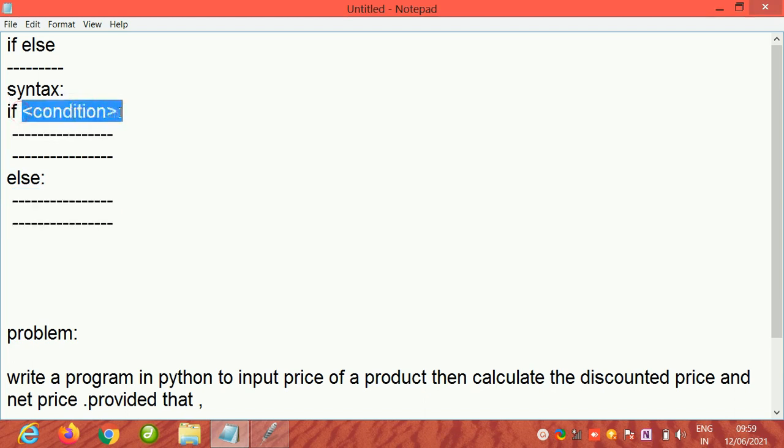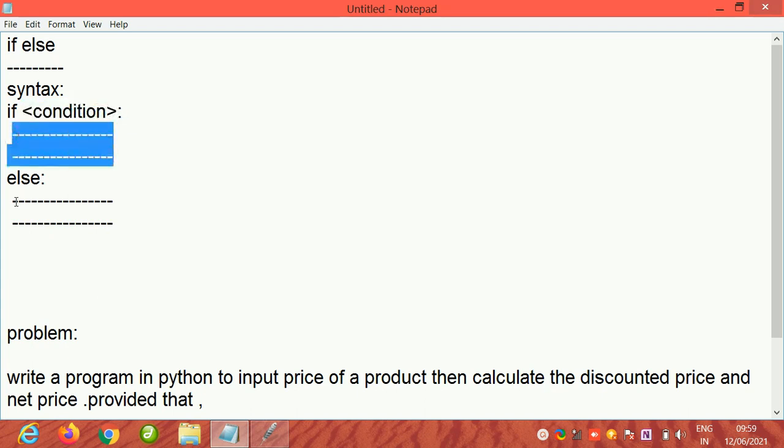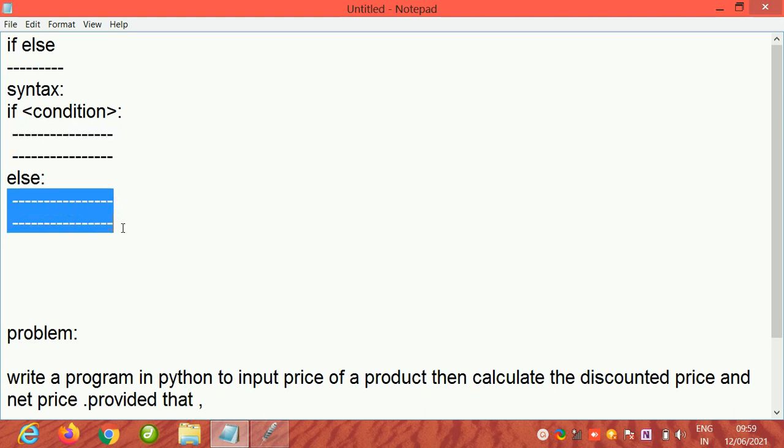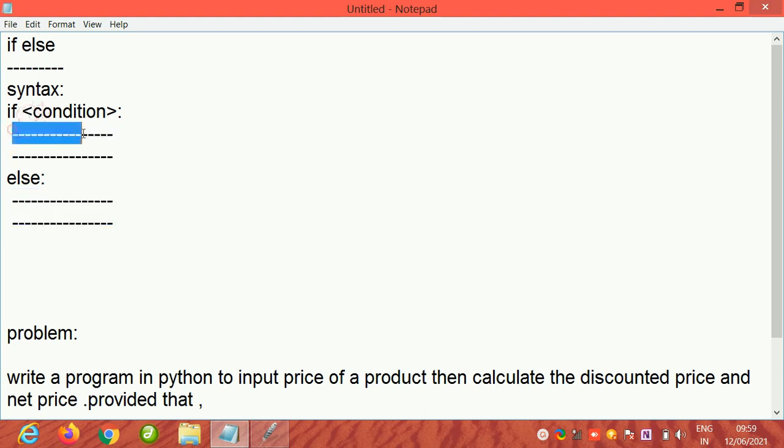So in this case what happens? First the if condition is checked. If the condition is true, then the if part is executed and else part is not executed. If the condition is false, then the if part is not executed and else part gets executed.